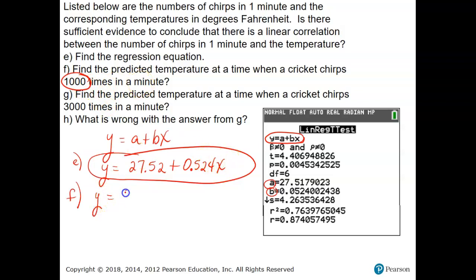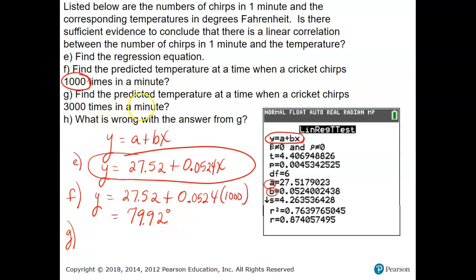So I'm going to have y equals 27.52 plus 0.524 times 1,000. I just noticed I left off a 0. Okay, so when I plug that in and evaluate it, I get 79.92. Basically, if the cricket is chirping 1,000 times in a minute, then based on our model, we could predict it to be about 80 degrees outside.